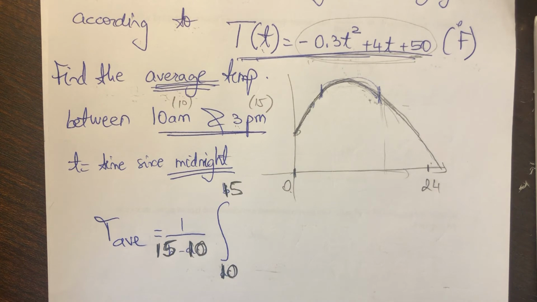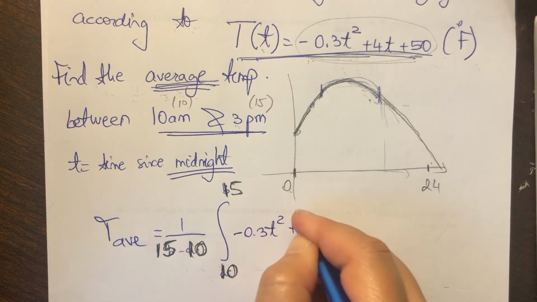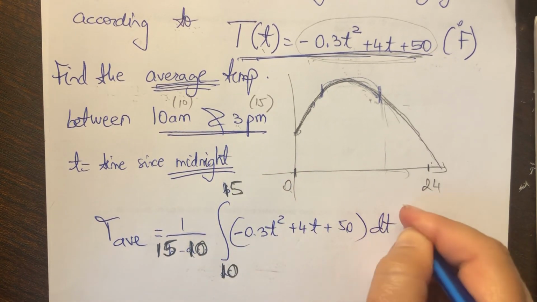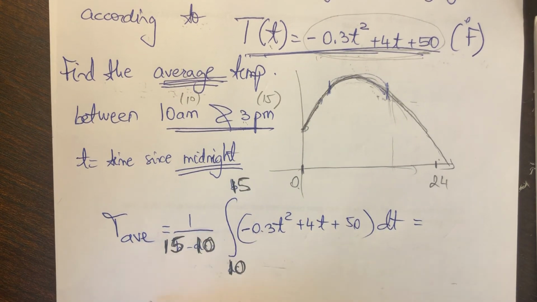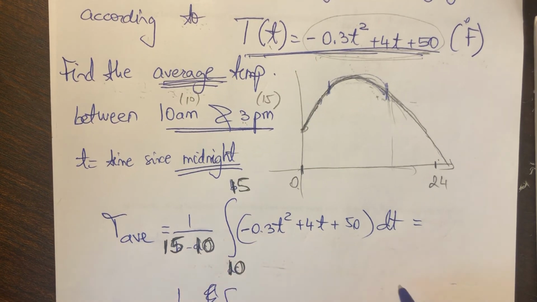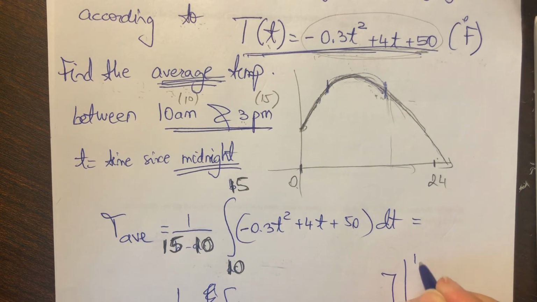What's the function? Negative 0.3 t squared plus 4t plus 50 dt. Okay, the name of the variable is t this time. So it's 1/5 times the integral, because we'll take the integral. Those are limits of integration between 10 and 15, yes?